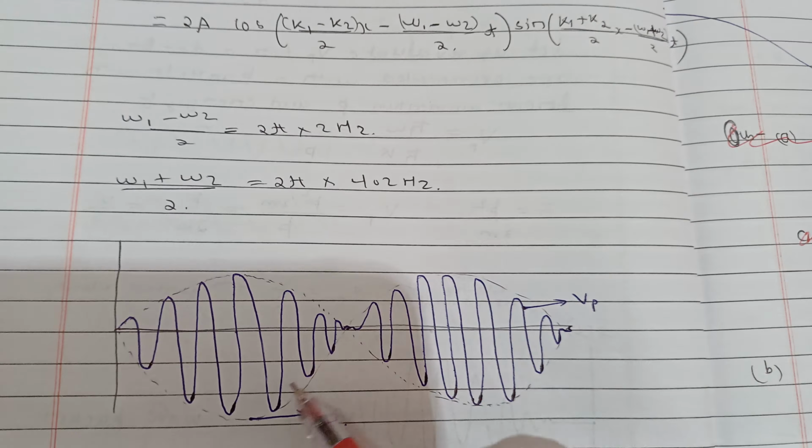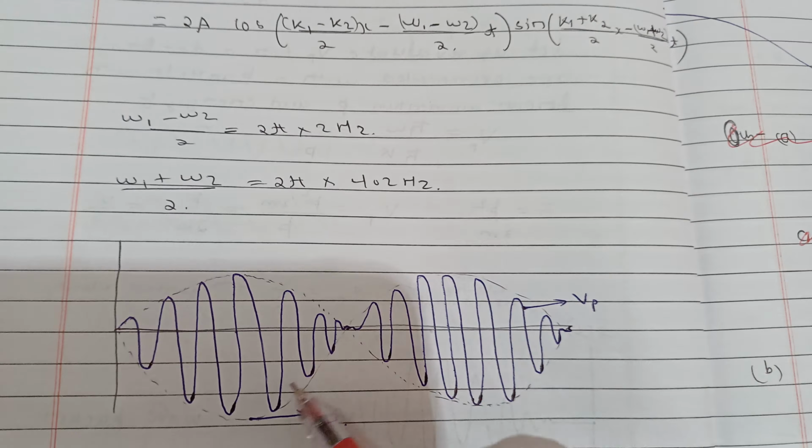This is the speed of this wave: omega 1 by k1 gives the velocity for this wave, and same for this, omega 2 by k2 will give you the speed for this wave. So that's why we are getting almost the same expression. So that's why we call this velocity the phase velocity, or the velocity of these individual waves.